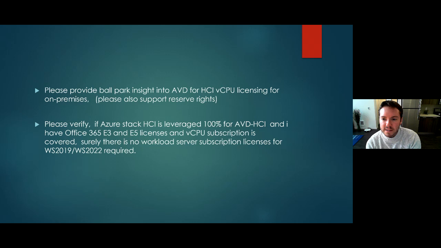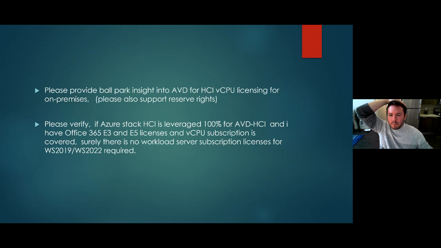Please provide ballpark insight into AVD for, wow, this is 7 consecutive slides of licensing questions. You guys must think that I am the foremost expert on this at Microsoft. I assure you that that is not the case. Seems to be the case. Well, I think where I may hit my limit is actually on the second one on this slide.